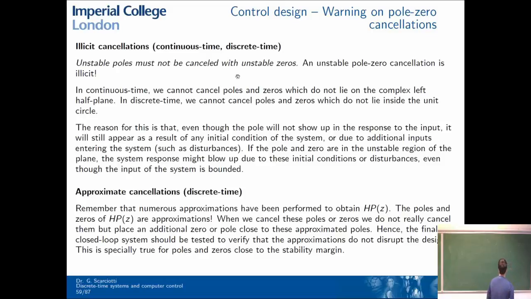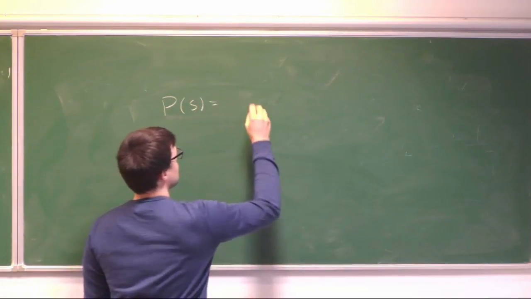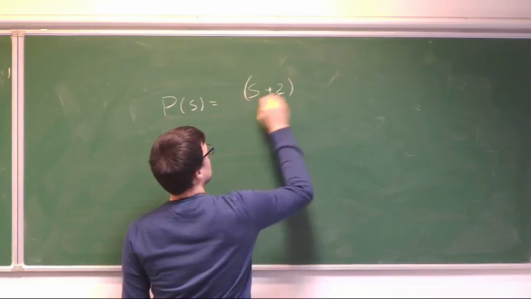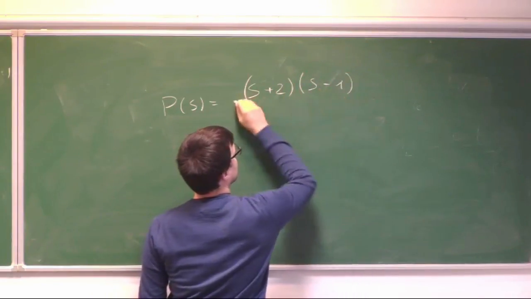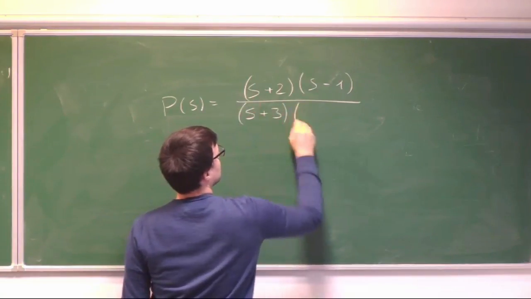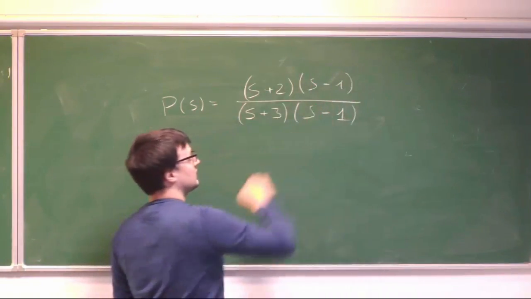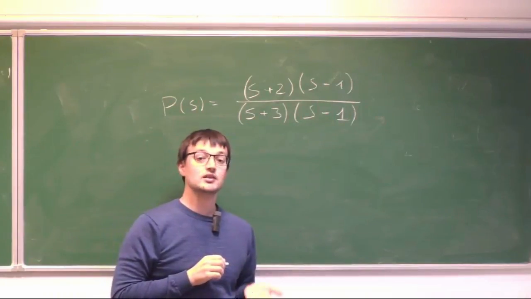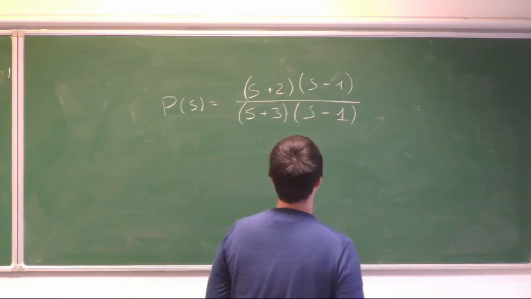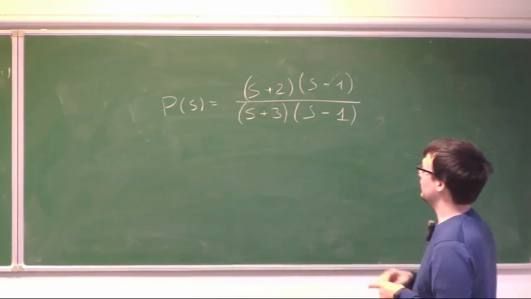So if we go to the board for a simple example, and this is true both in continuous time and in discrete time, let's do it in continuous time. If I have P of s that is (s plus 2)(s minus 1) over (s plus 3)(s minus 1), you may be tempted to cancel this pole with this zero, but that is something that you cannot do. It's an illicit cancellation. And now I'm going to recall, because this is something that you should already know, why you cannot cancel this.